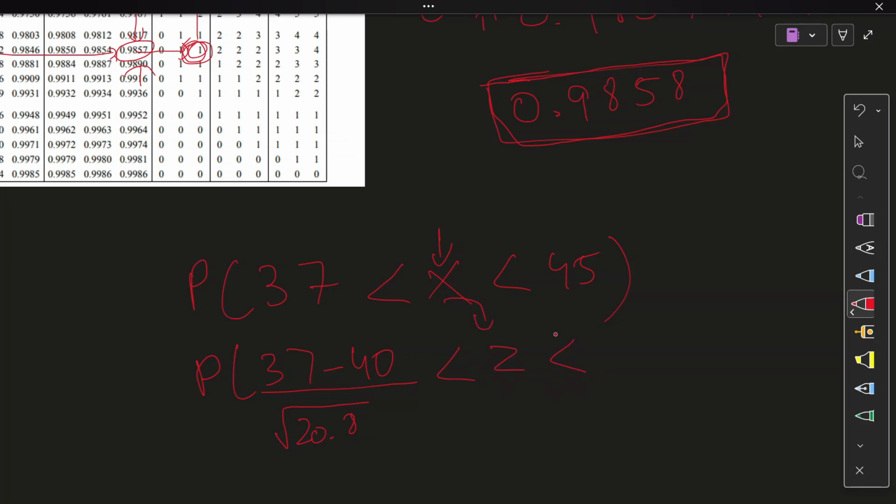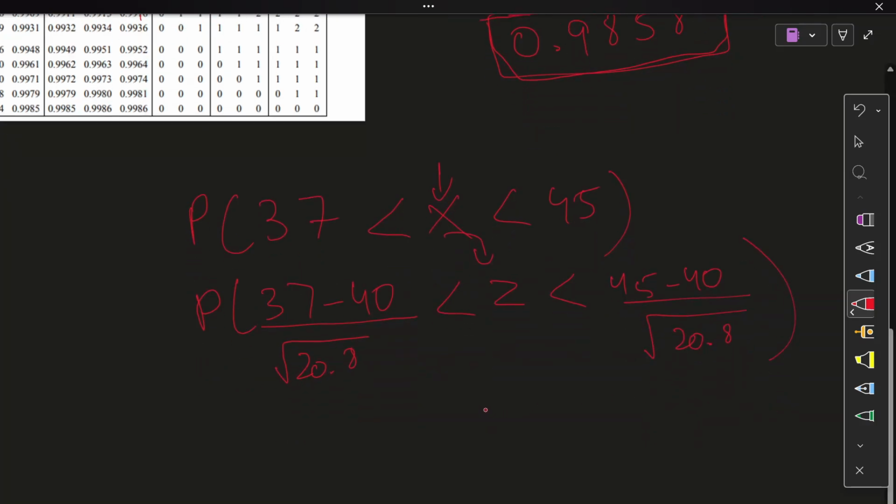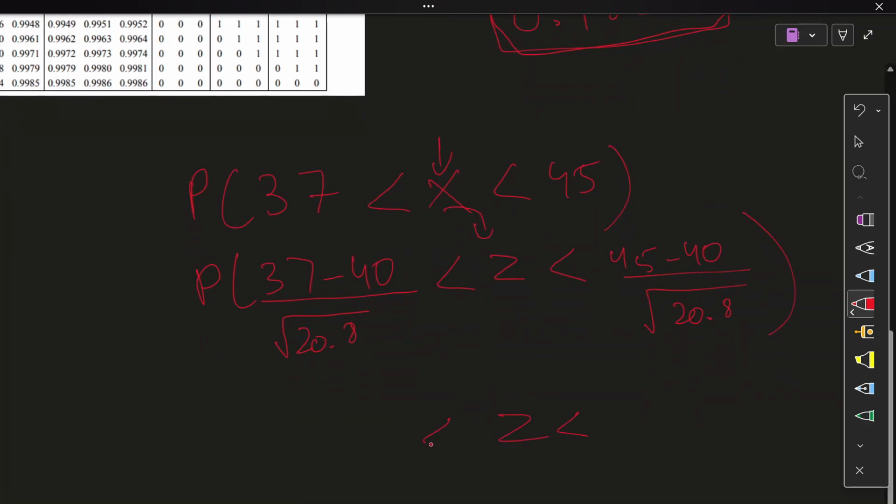Because now we're talking about the standard normal curve. 45 minus the mean divided by standard deviation, same thing over and over again. Now both of these turn into z is less than blah blah blah. Okay, so let me get you answers. 37 minus 40 divided by under root 20.8, and we have minus, so round off to 3 SF, so negative 0.657, sorry, 658 actually. It's double seven, so I'm going to round it off to 8.